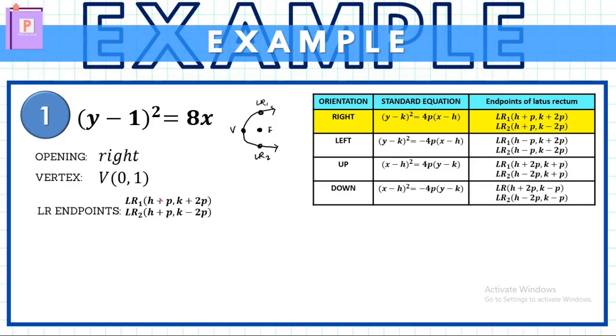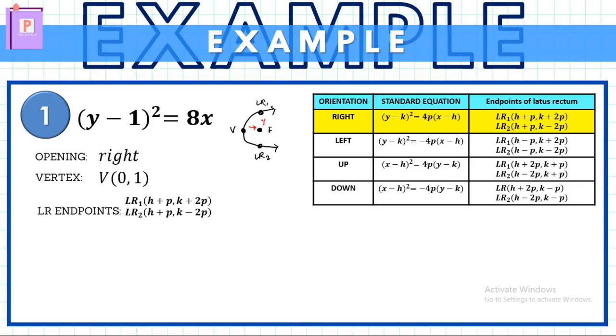To plot LR sub 1, the formula is h plus p, then k plus 2p. Now we added p to h, and that is a movement horizontally. So from the vertex, we move to the right. That's why we have h plus p for both LR sub 1 and LR sub 2. Next, we have k plus or minus 2p, because after we move to the right, we need to plot the endpoints of the latus rectum whose movements would be upward and downward.